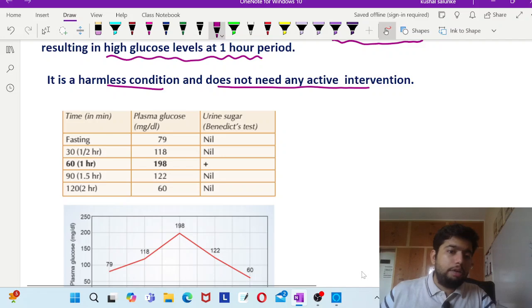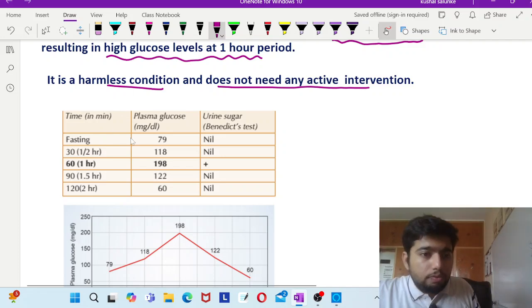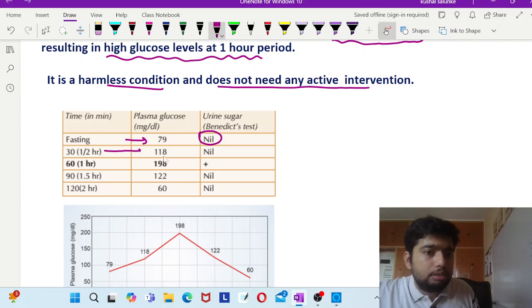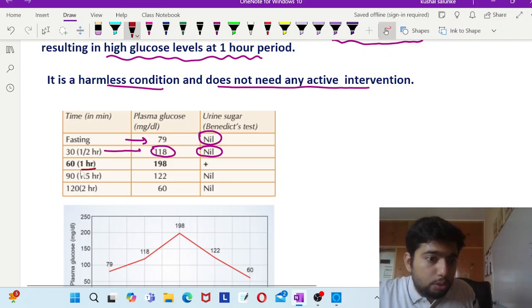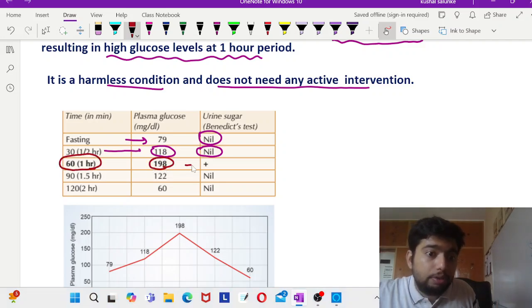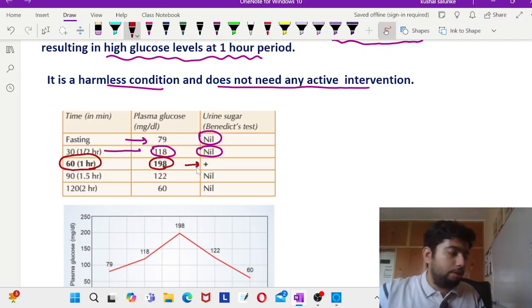So you can see this graph. Fasting it is 79, urine glucose nil. At 30 minutes it is 118, urine glucose nil. This is the catch point. You can see at 60 minutes, or 1 hour, it is directly peaking. It is 198 and the urine glucose is present. Okay, urine glucose is present in this particular case.